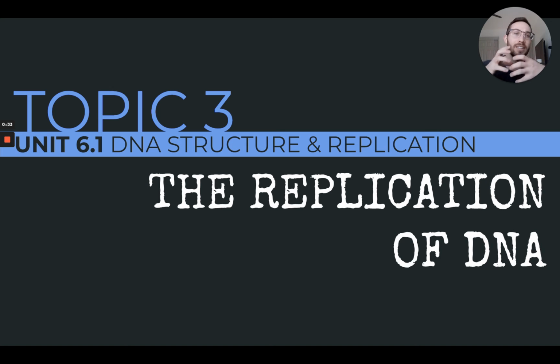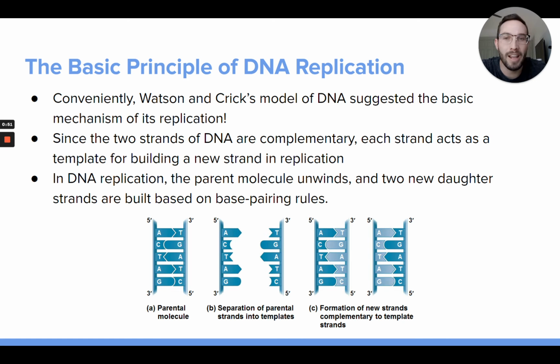Because if DNA is the genetic material, that means that every time a cell divides and makes new cells, each one is going to need a complete copy of that genetic material, the DNA. And so they wanted to know how this molecule of DNA replicates to make sure that it's always passing on that information from each generation of cells.